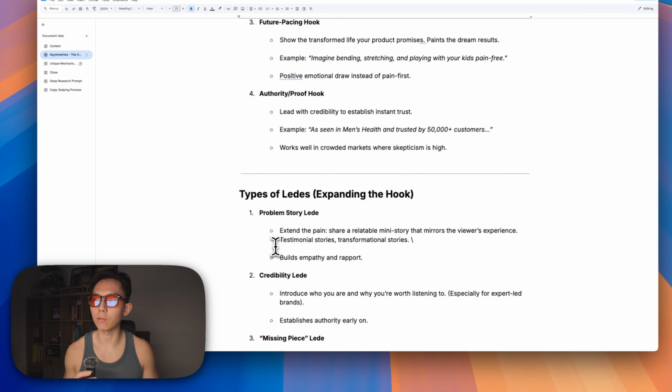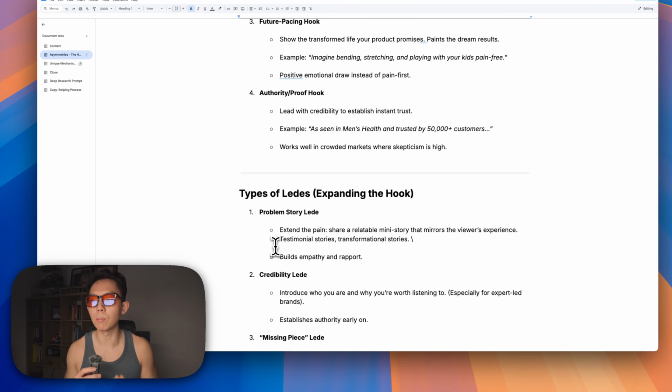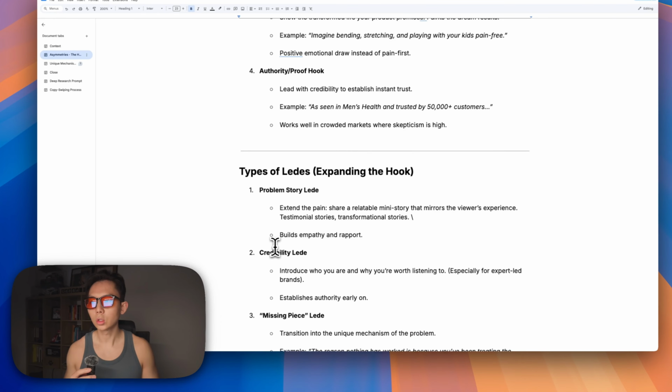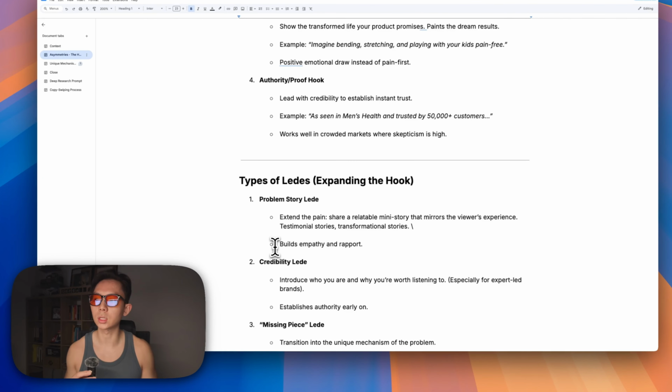Now let's look at the types of leads, right? This is where we're expanding the hook and making sure that the viewer is emotionally invested in the story. So with the problem story lead, which is extending the pain, you share a relatable mini story that mirrors the viewer's experience, testimonial stories, or transformational stories. So this builds empathy and rapport, and people buy into stories. People enjoy watching or reading stories.